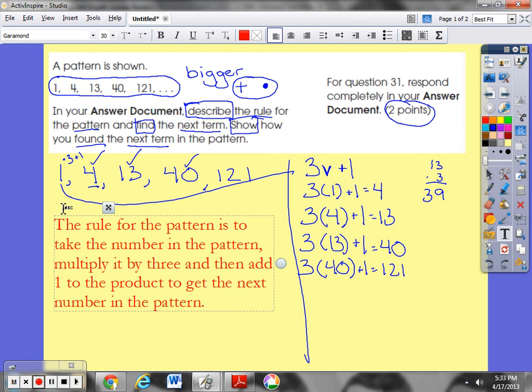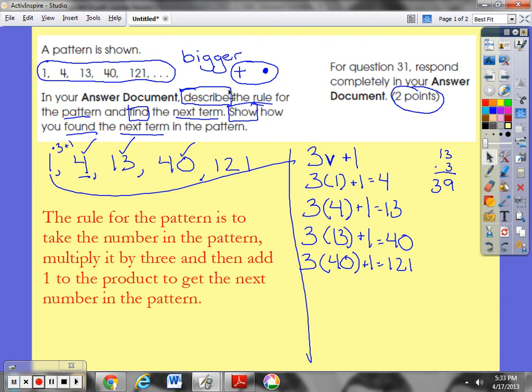If I go back into my directions, did I describe the rule? Sure did. I'm going to put a check there. Describe the rule of the pattern and find the next term. I did not find the next term yet. I've ended at 121. So to find the next term, I will take 3 times that value, 121, and then I'll add 1 to that product to get my next one.